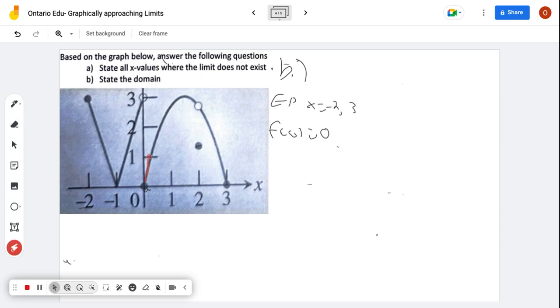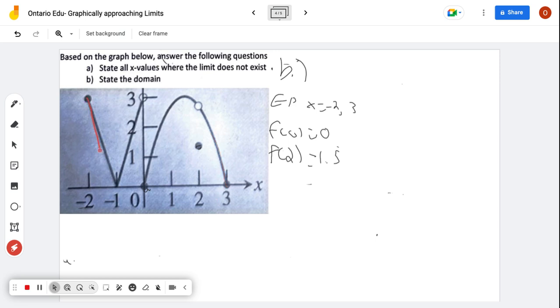Again, let's move, and boom, our next hole is here at 2. However, when we take f of 2, since again on the exact x value there's a filled in dot right here, this indicates that the actual value on the graph is 1.5. And then the function stops here.